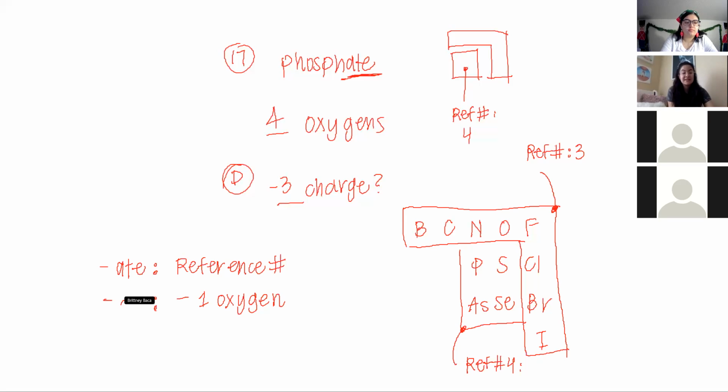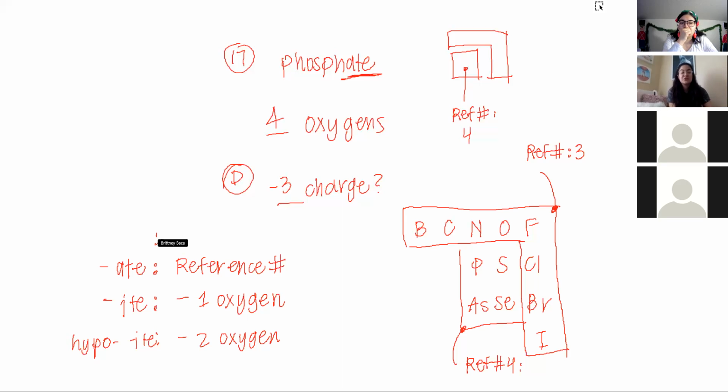There we go, ite. And if you lose another one, if you lose 2 oxygens from your reference number, hypoite. And oh, see, that's also a nice way to put it. Diego is saying, look at how the reference numbers add up to 7. You can also remember the oxygens that way. It's like the rule of 7.